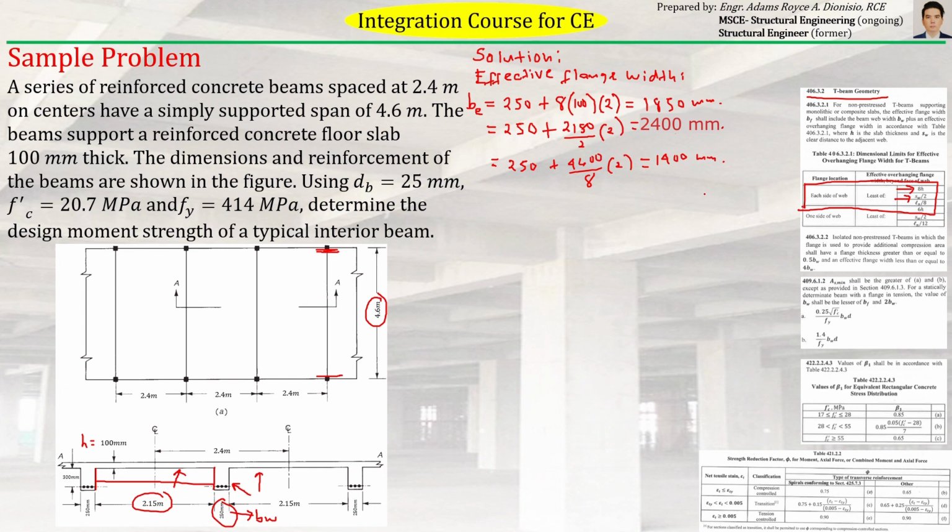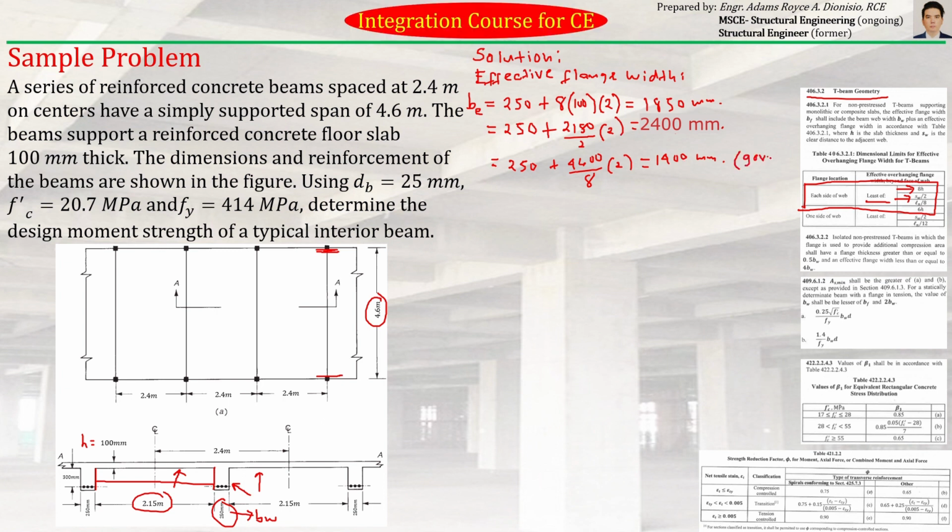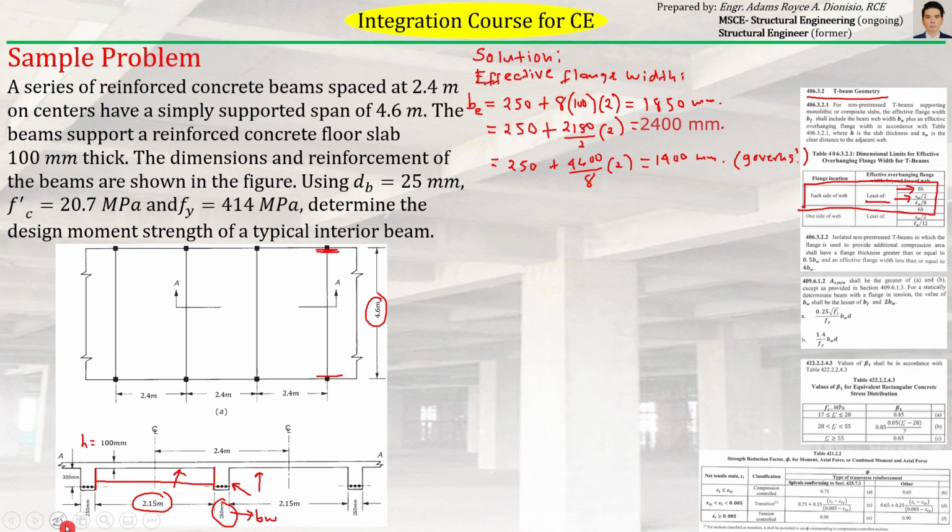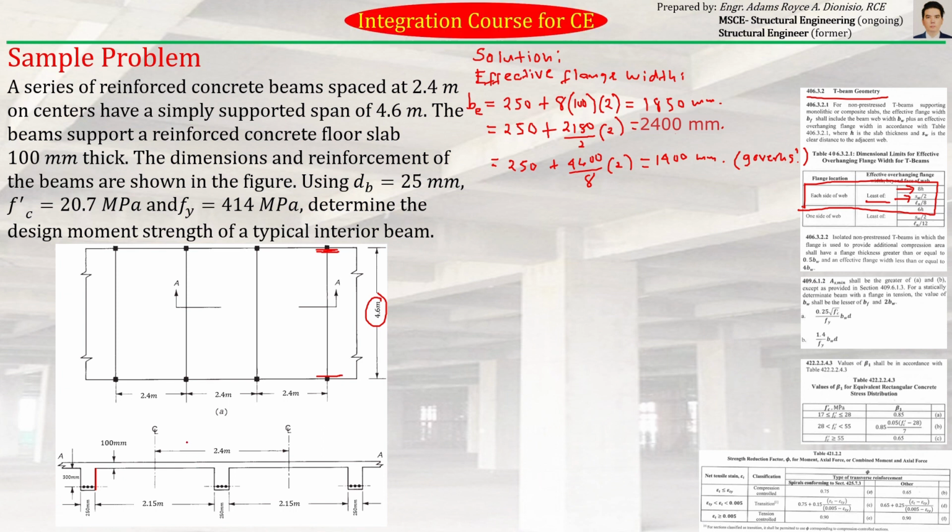So which of them will we choose? What we are looking for is the least. Even if you subtract the 250 from all of these, you can easily tell which is the least, which is the 1,400. So that is the one that governs the effective flange width, since it is the smallest. With that, we can say that the effective flange width of our given T-beam is just 1,400. So, assuming this is the 1,400.